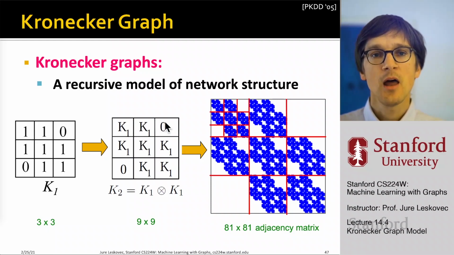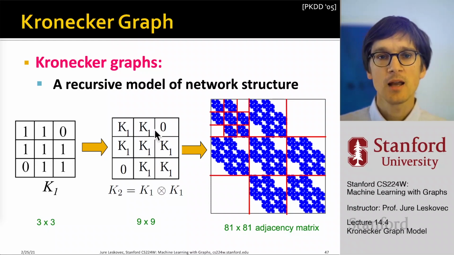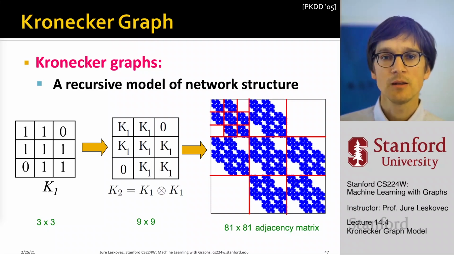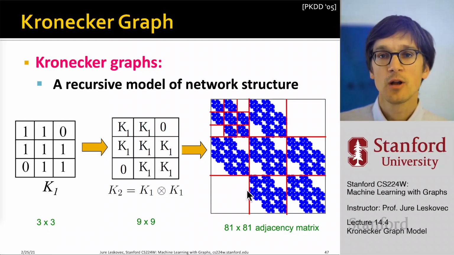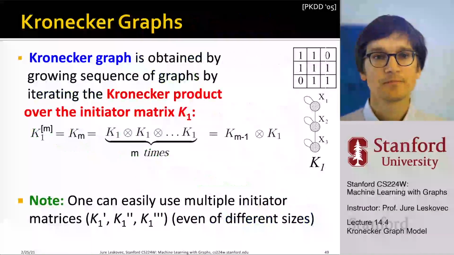So basically, now I get a matrix of size 9 by 9, where I have two blocks of size 3 by 3 of zeros, and the rest are simply copies of this matrix K. And now that I have a 9 by 9 matrix, I could Kronecker multiply 9 by 9 with another 9 by 9 matrix, and I would get a Kronecker matrix now on 81 nodes. So I have now a graph on 81 nodes.